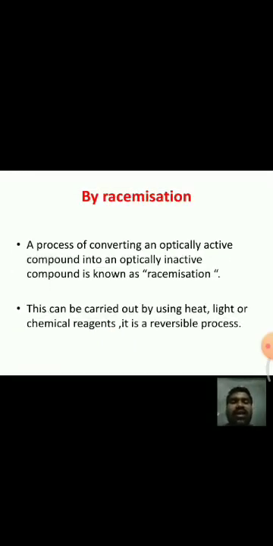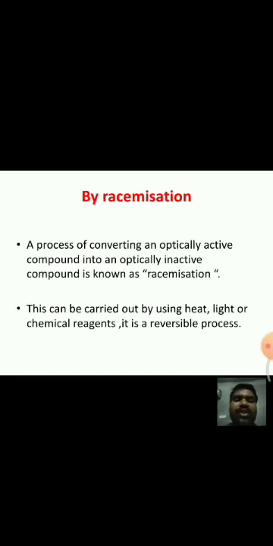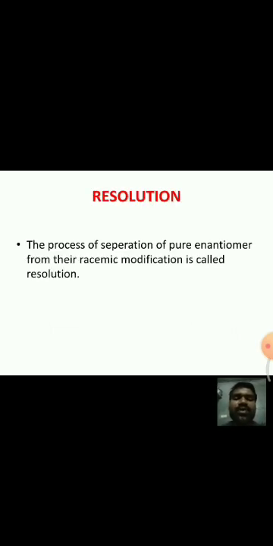Next, racemization is the process in which an optically active molecule is converted into an optically inactive molecule. That means an enantiomer is converted into a racemic mixture. Generally, this racemization is carried out by using heat, light, and chemical reagents. For example, an optically active compound on heat or light will be converted into a racemic mixture. This is about the preparations of racemic modification.